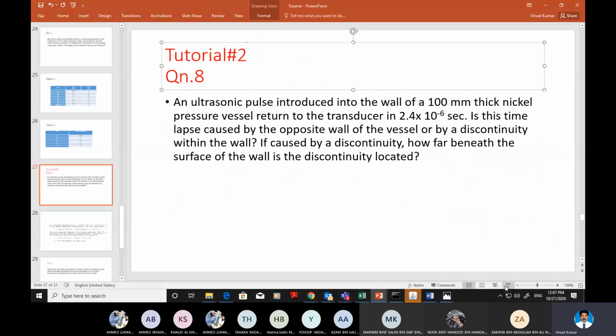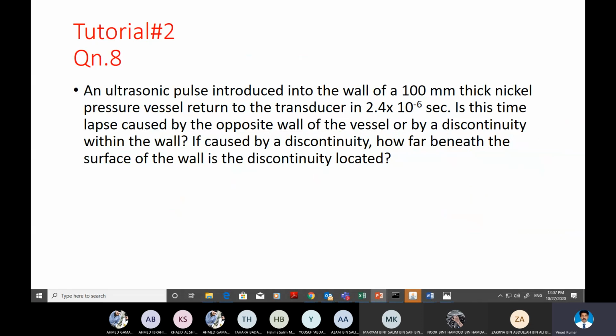Before that, I will explain again. What we have in this question is an ultrasonic pulse. We have a material, nickel, and the thickness of the material is 100 millimeter. This material we are going to test by ultrasonic. Let us say it is a pulse echo technique, as it is written here. The ultrasonic waves will come, strike the other side and then go back.